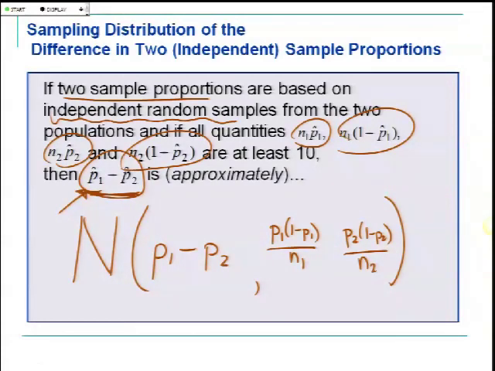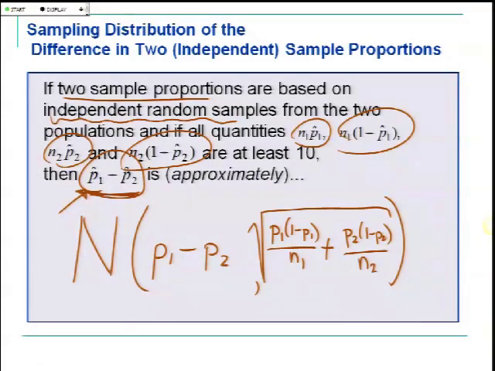And what do you do to those two variances? The variance of the difference is the sum of the variances. And what should go there, though, is not the variance. I want the standard deviation. A large square root around it. That's what the standard deviation now looks like.